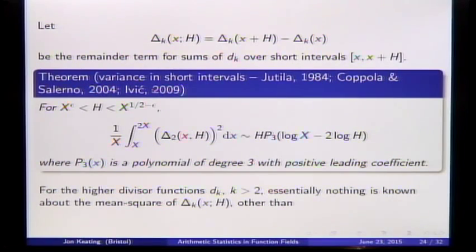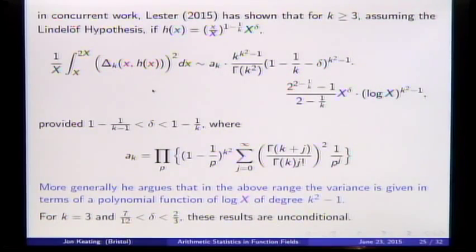If you take k greater than 2, the generalized divisor function, very little is known, although there's some work that's concurrent with ours, very nice work of Steve Lester, who's shown, in parallel to work I'm going to describe here, that for k greater than or equal to 3, and if you're assuming the Lindelöf hypothesis, you do have a formula for the variance of delta k. It's given by something which you don't need to pass. There are some details that won't concern us here.